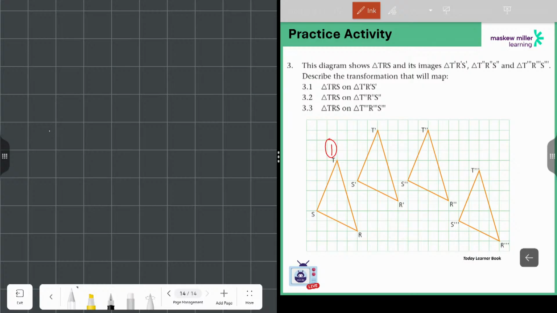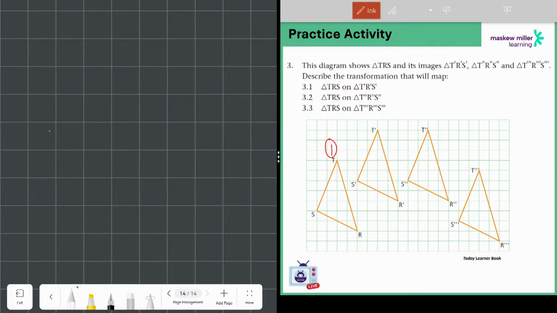When I move to the next one, I'm going to call it 2. Then the other one I'll call 3, and the other one I'll call 4, so that we can follow each other. So my triangle 1, which is our main, is triangle TRS. And its image, they are telling you that there's an image.